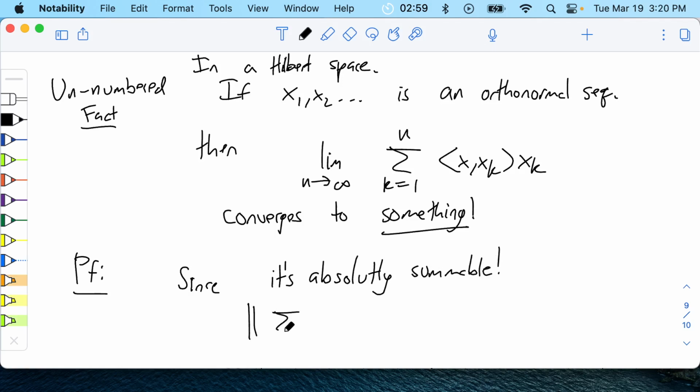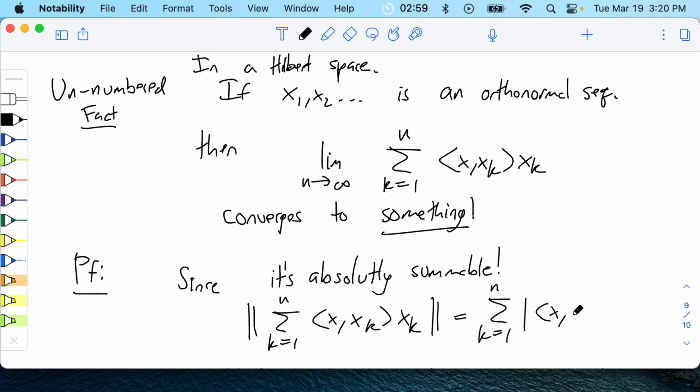So the norm of the sum from k equals 1 to n of <x, xk> xk is equal to the sum from k equals 1 to n of <x, xk> squared. That's Pythagoras. So if you take the norm of this sequence of vectors, you get exactly this. And by Bessel's inequality, this is less than or equal to the norm of x. And so because this thing doesn't blow up, it's absolutely summable. The norms are converging as a sequence in R, and that means it's an absolutely summable sequence.